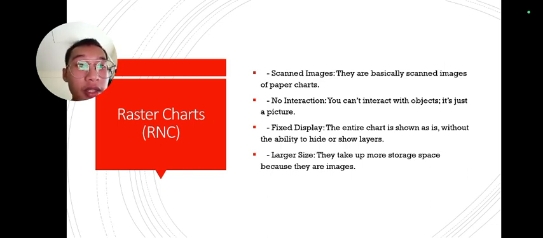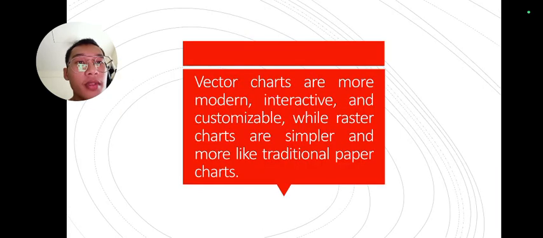It is larger in size. They take up more storage space because they are images. Vector charts are more modern, interactive, and customizable, while raster charts are simpler and more like traditional paper charts on a computer. So that is the difference between vector charts and raster charts.